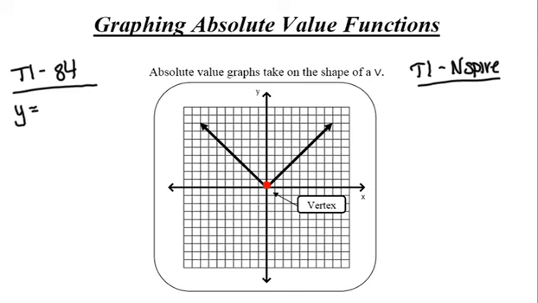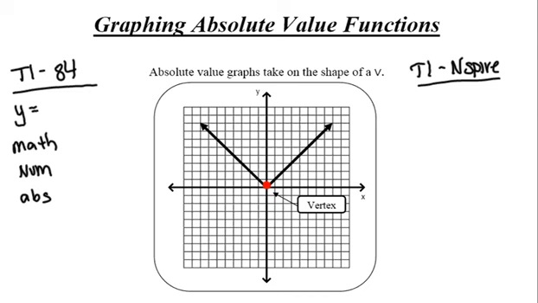So in Y1, to find the absolute value, you need to hit the math button, which is right below the alpha button. And then you're going to scroll over 1 to the right. So using your arrows, go to the right to the word NUM. And you'll see the word ABS at the top. You're going to go ahead and hit enter.